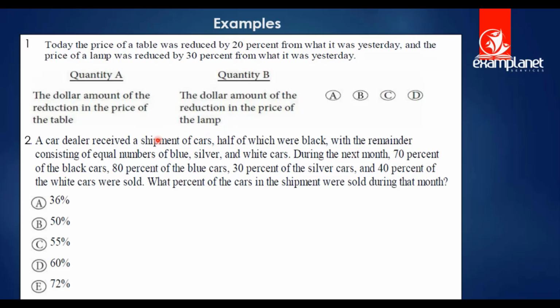Now, the first thing here is, it says half of which were black. So that means the number I want to pick, I want to divide into 2 equal parts, half. Now, the remainder, that's the remaining half, consists of equal numbers of blue, silver, and white. So the remaining half must be a number I can divide into 3 equal parts. So I must pick a number such that when I divide it into 2 equal parts, half of it must be divisible by 3.